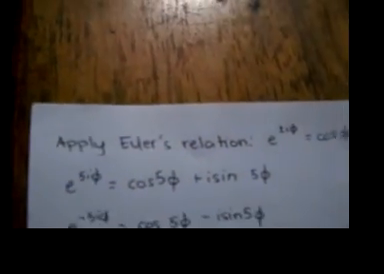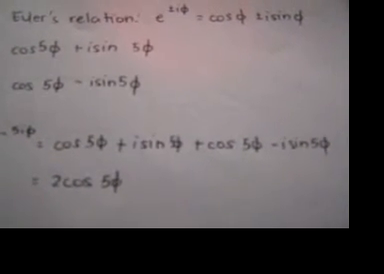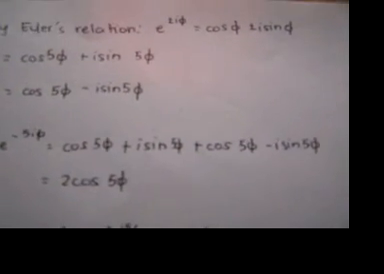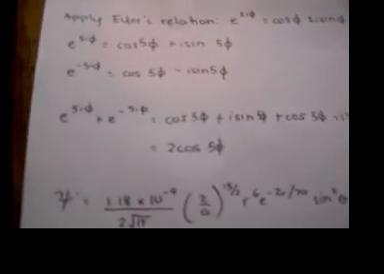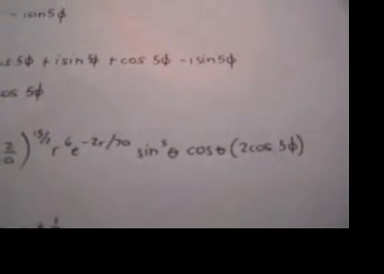Adding that incorporated Euler's relation, we just added the two terms. Sorry for that. We'll get 2 cosine 5 phi. After that, we have this, the final psi prime. So there you go. We just replace the e raised to i phi terms with 2 cosine 5 phi. So there again for the last time.